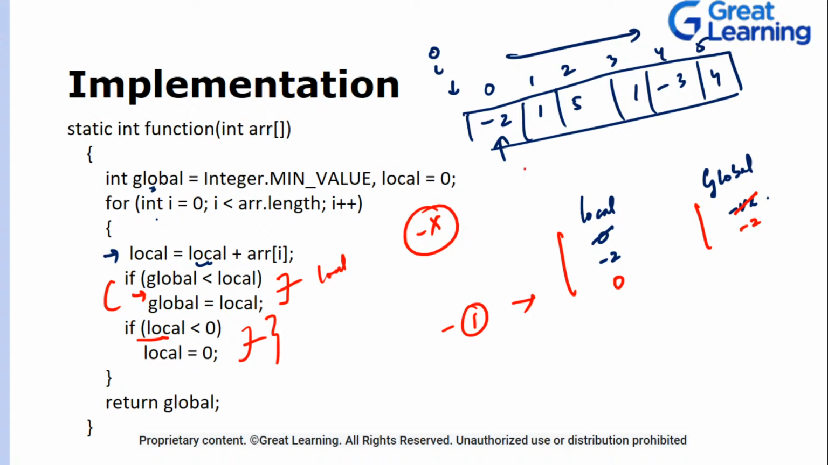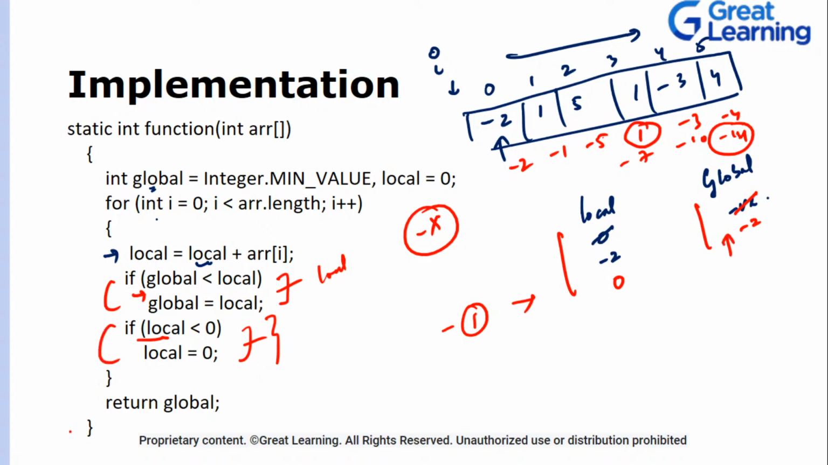Let's suppose the elements are -1, -2, 5, -5, then 1, then -3, then -4. If this condition were not there, you would get -1 plus -1, -2 plus -1, which is -3, -8, then -7, then -10, and then -14, and you would say this is the maximum value, but this is not true. What is the maximum value? The maximum value is this one. In order to get that and update our global accordingly, you need to have this condition over here.